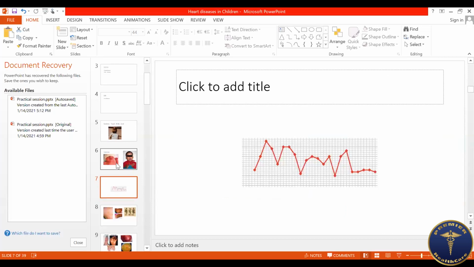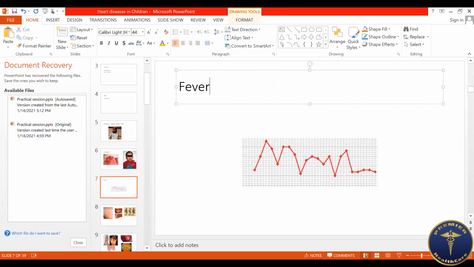Right. Now what? You might see this type of a chart. What is this called? What do you see here? It's called a fever chart. This is a fever chart, or temperature chart. Now, can children with heart diseases present with fever? Yes or no? Yes. In which conditions do you get fever and heart problems?